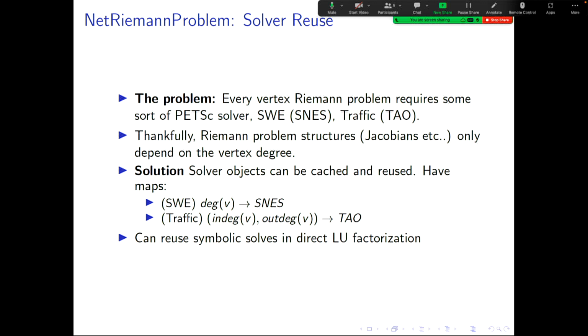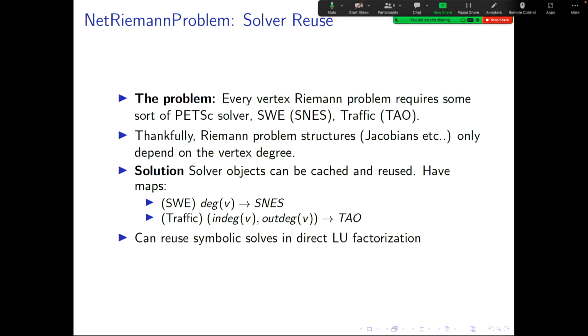These are going to be fairly large networks. For one of the larger ones I solve, it's nearly 1 million vertices. I don't want to have 1 million TAO objects. I don't want to have 1 million SNES objects floating around. So this network Riemann problem just caches them. So I only maintain a single solver and objects around to support that solver for every vertex degree. For the shallow water case, you end up having a map from vertex degree to SNES. In the traffic case, those depend on the in degree and the out degree, so then I have to cache based on that pair. But it all ends up working the same way.